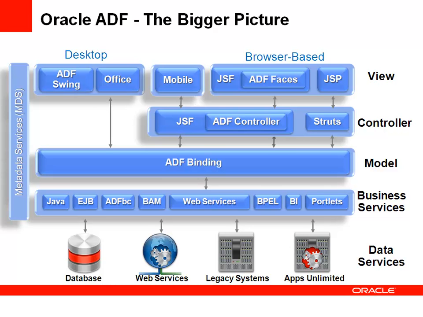In terms of business services, you can use simple Java classes, EJBs, ADF business components, web services, the BEM data control, BPM data controls and other data controls as sources of information and services for your application. We have a unified binding layer that allows us to leverage each one of those and expose it in each one of the user interfaces you saw before in a consistent way.